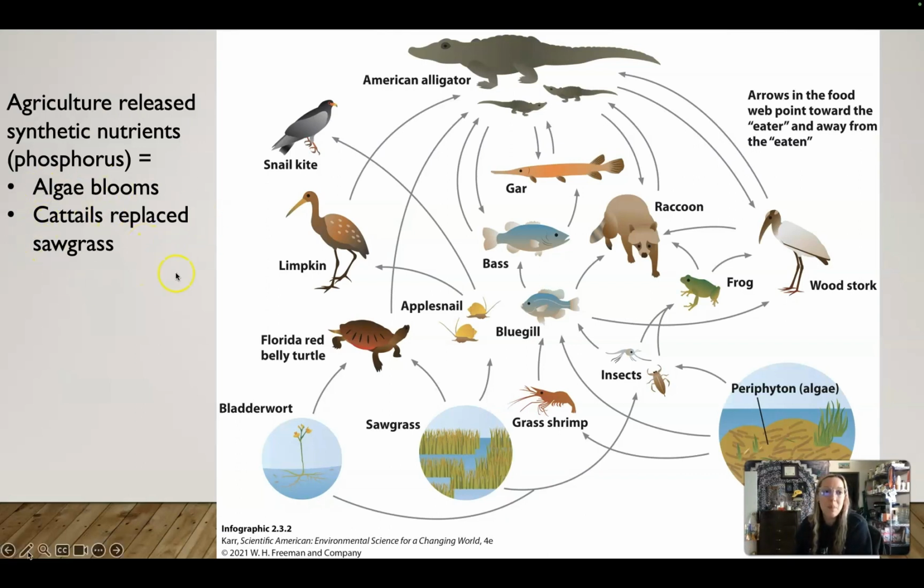And then what also happened is because of the phosphorus, the sawgrass didn't really like that too much, but cattails, which is just another plant, really, thrived. So sawgrass did not do so great, but cattails did swimmingly. But these other creatures here don't rely on cattails, they rely on sawgrass, right? So again, it's changing these ideas here.